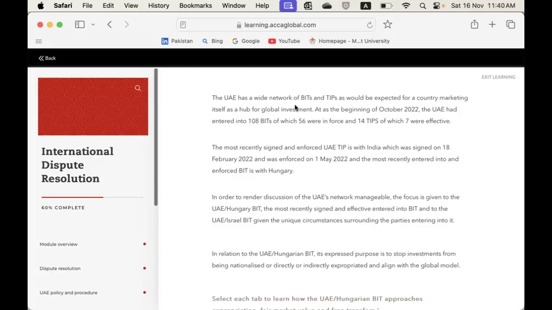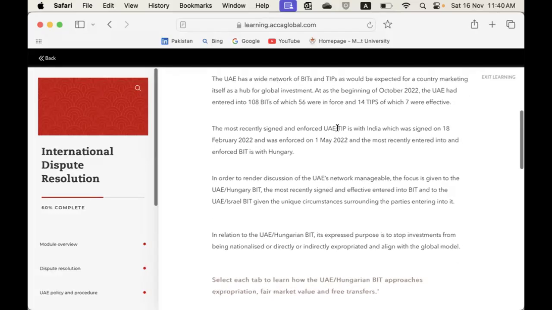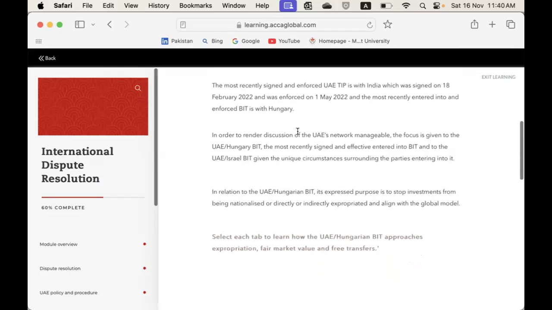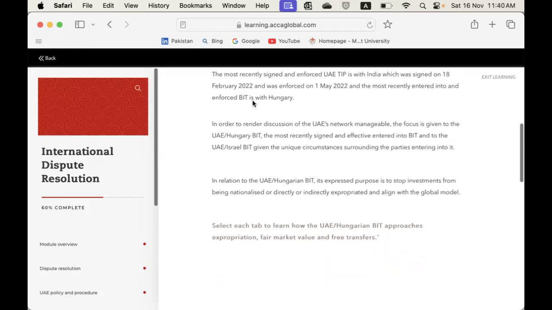The UAE has a wide network of BITs and TIPs, as would be expected for a country marketing itself as a hub for global investment, naturally. At the beginning of October 2022, the UAE had entered into 108 bilateral investment treaties, of which 56 were in force, and 14 treaties with investment provisions, of which 7 were effective. The most recently signed and enforced UAE TIP is with India, which was signed on 18 February 2022 and was enforced on 1 May 2022. And the most recently entered into and enforced BIT was with Hungary.